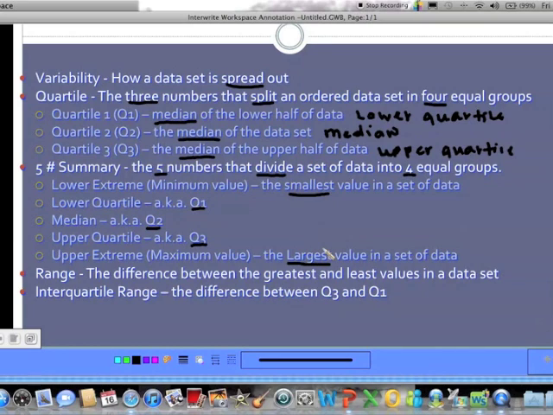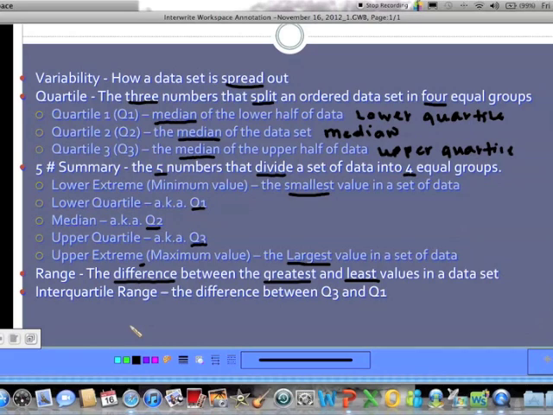All right, our next word is range, and the range is the difference. What does difference mean? It means subtract. So we're subtracting the greatest and the least values in a data set. So we're subtracting to find the range. We're subtracting the upper extreme and the lower extreme.